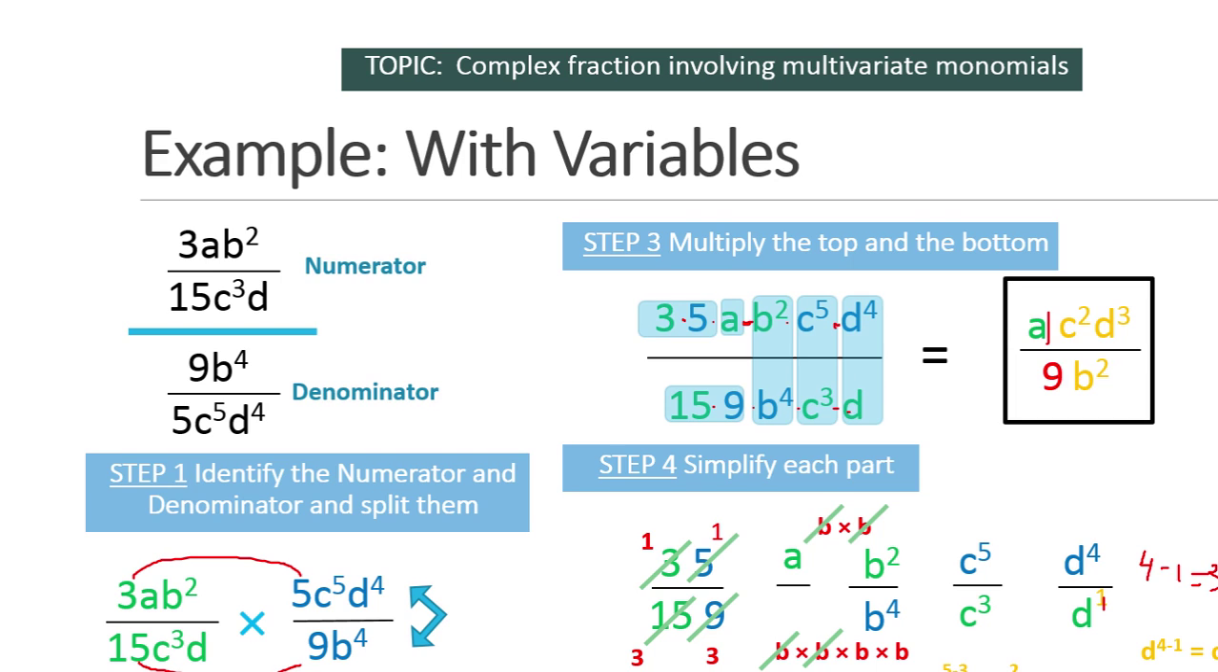And there's your answer. We'll just delete that 1 because that looks a little confusing. So your answer is a, if you want to put 1 in front of the a, that's fine, but a times c squared times d to the third and then times 9, and then b squared. And that's your answer.